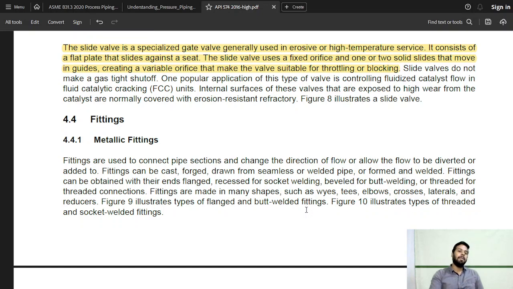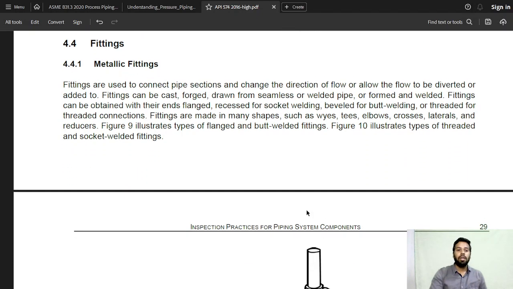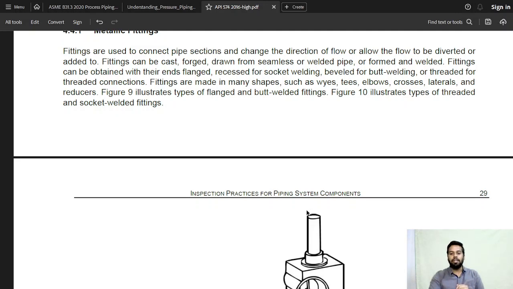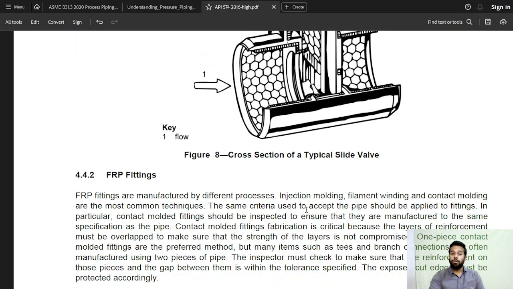Okay. Next is fittings. Fittings are basically small sections of pipe that are used to change the direction of the flow or to allow the flow to be diverted or added to. The fittings can be made of any number of materials. You can have raw pipes that are welded to get the desired fittings. It can be welded, it can be formed, many things can be done to make these pipe fittings. Pipe fittings can be of various types also.